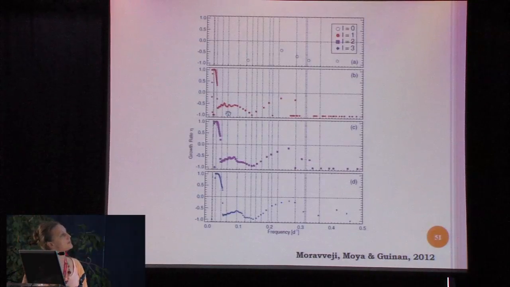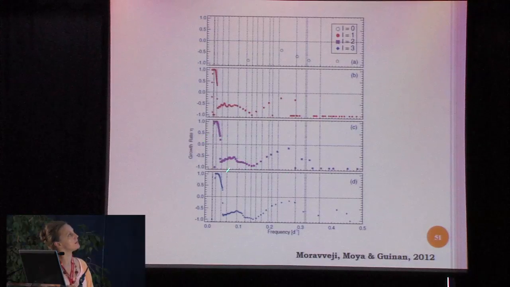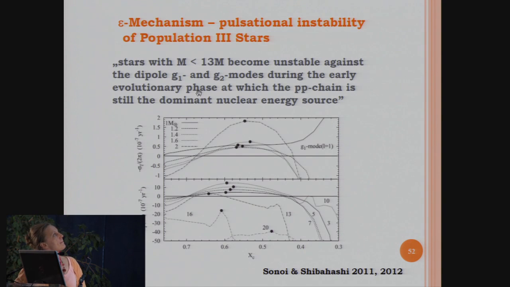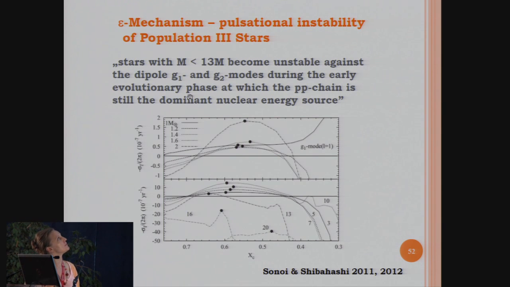But the problem is that there is no agreement between observation, this is the oscillation spectrum of Rigel, and these computations. So all these modes are stable. And the epsilon mechanism was also suggested for population 3 stars, that some stars with masses below 13 solar masses can have unstable g1 and g2 dipole modes.